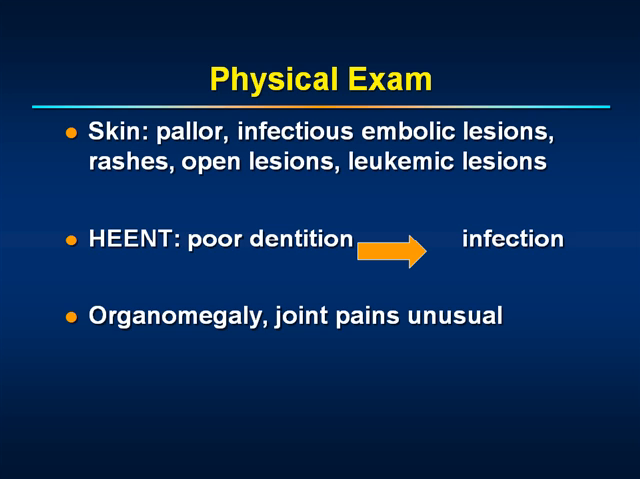Now, poor dentition is often a problem. These patients present acutely and need treatment, so we really can't send them back out to the dentist. So mouth care is really important, but poor dentition is a significant site of infection. In AML, organomegaly and joint pains are unusual, although they can be seen.